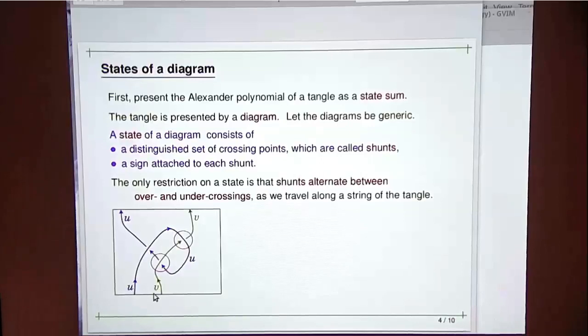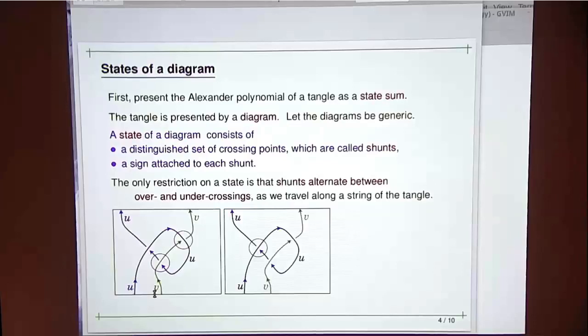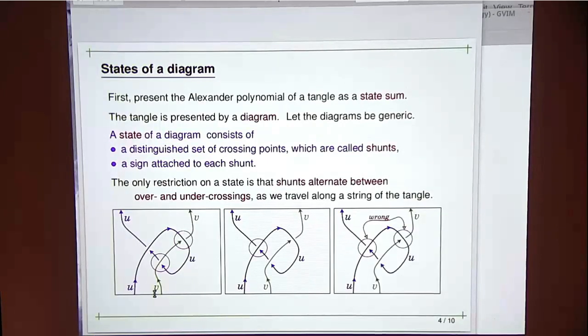Okay, and in the next example, you may see that we have another state, which is made just of this single crossing. So this tangle has 5 possible states. One state with no shunts at all, then one shunt at the blue crossing. No, any crossing can be a shunt, right?